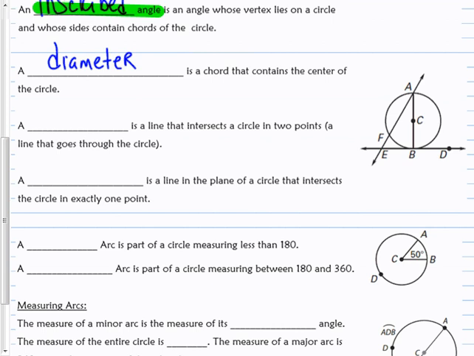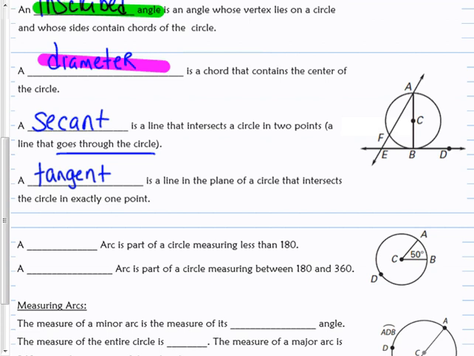A secant is a line that intersects a circle in 2 points, aka it goes through the circle. A tangent is a line in the plane of a circle that intersects the circle in exactly 1 point. So let's do some more highlighting. A diameter is a chord that goes through the center of the circle. So it has endpoints on the circle, but it has to go through the center. So that's the diameter. AB would be the diameter.